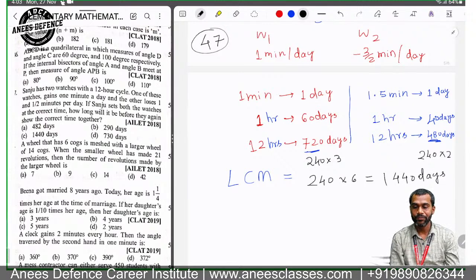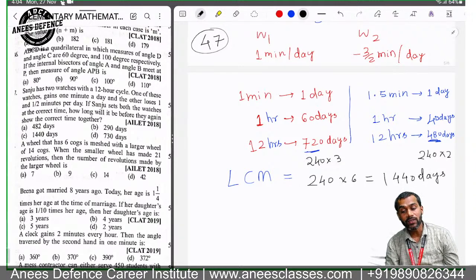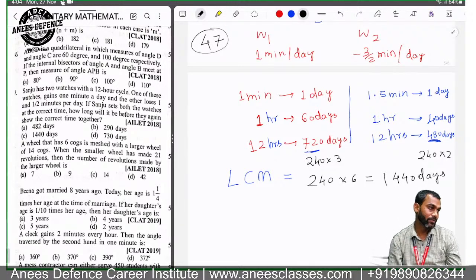Yes or no? Is it clear? Shall we move ahead? Yes or no? Watch 2. See, watch 2 lags 1.5 minutes each day. So we need to find out in 1 hour. I mean, for watch 2, if it has to be 1 hour late, how many days will be needed?